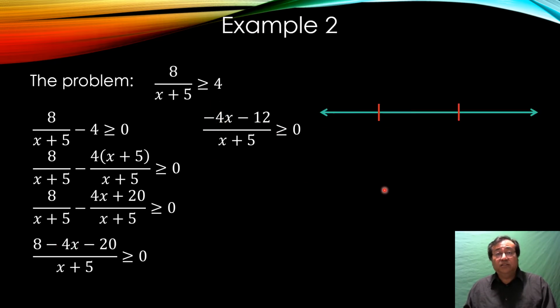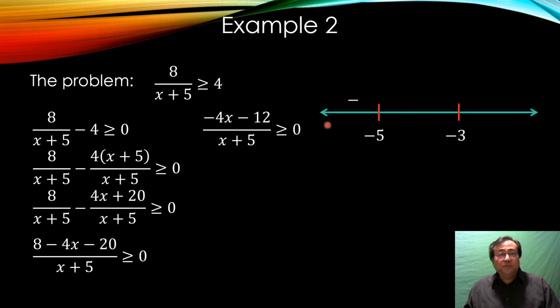Now we need to make a sign chart, right? What's going to make these things equal to 0? Negative 5 makes the denominator equal to 0. And negative 3: negative 4 times negative 3 is positive 12. 12 minus 12 is 0. So that's it. All right.